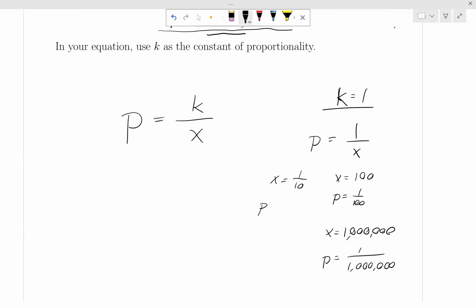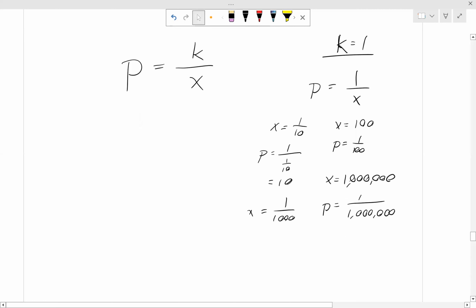Same if I said X is equal to 1 over 1,000, then my P is going to be 1 over 1 over 1,000, which is 1,000. So as my X is getting bigger, my P gets smaller. Or as my X gets smaller, my P gets bigger.